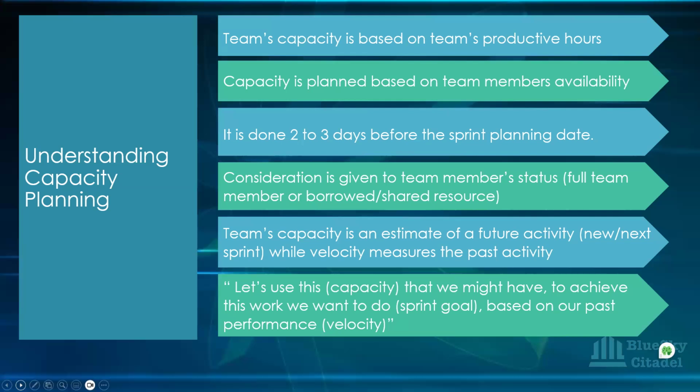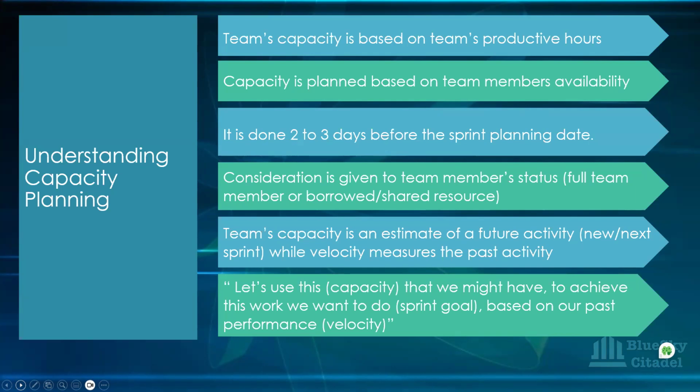Okay. And then capacity is an estimate. It's an estimate of a future activity. So you're planning that capacity for the sprint that is coming, the next sprint. So it has not happened yet. So it's for a sprint that is coming. So it's an estimate of a future activity.